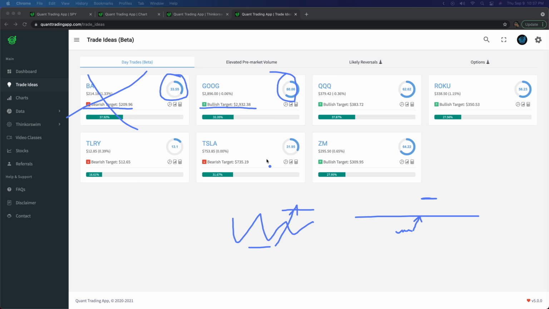If you're gauging how accurate it is, that's where the strength meter comes in. So in this case, we see Tilray has a very low strength and it has a bearish target. So this is very likely to hit this target tomorrow. This right here is just saying the percentage of its average range that it's moved for the week so far. So Tesla has only moved 31% of its weekly average range. So it still has a lot of juice left in it if it decides to move tomorrow.